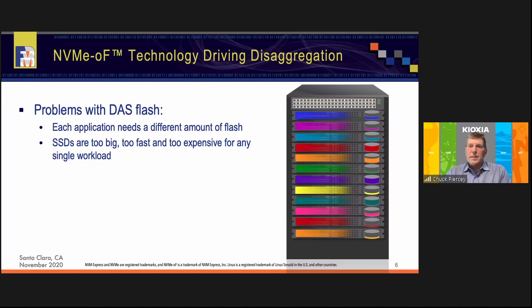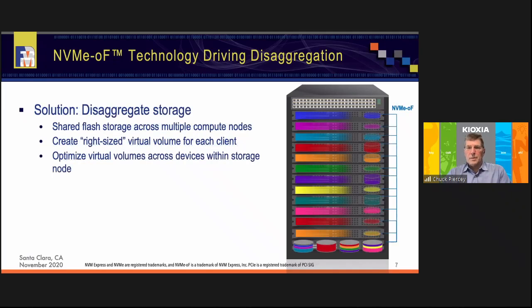In particular, next-generation storage infrastructures can leverage the protocol to completely disaggregate storage media into standard white box storage servers, where these tremendous devices can be fully utilized across data center workloads. So the solution for this is to disaggregate into a standard white box server at the bottom of racks. This lets you create right-sized virtual volumes for each client. It lets you optimize across devices within a storage node, and you are able to share this tremendous flash storage across many, many more compute nodes.